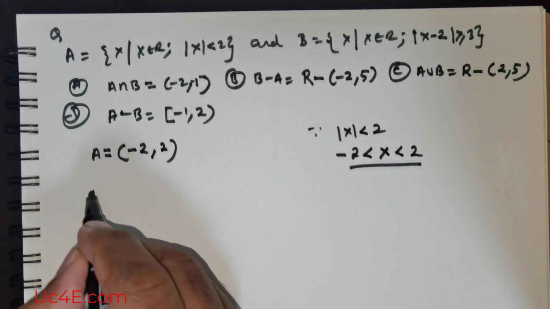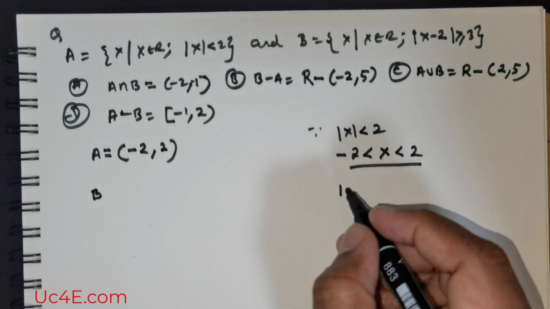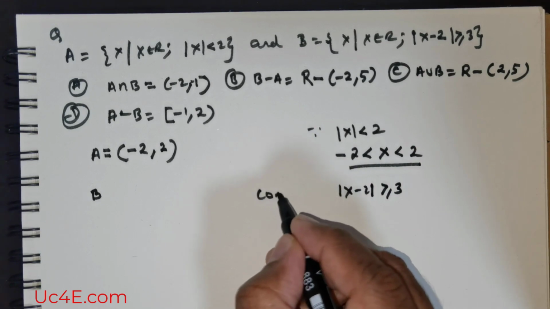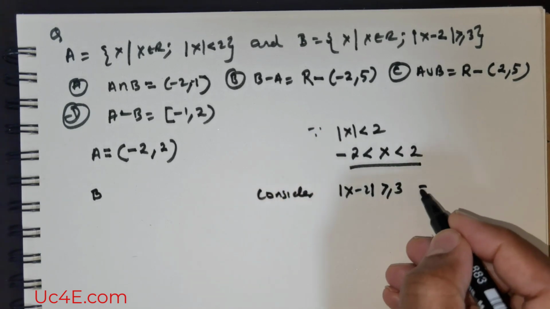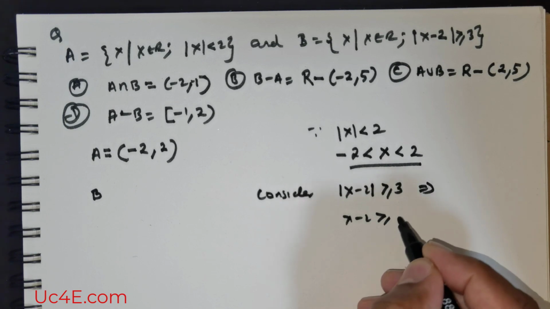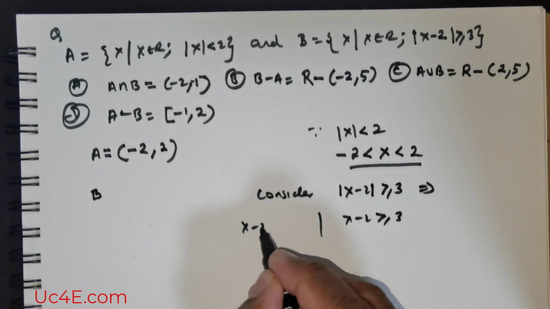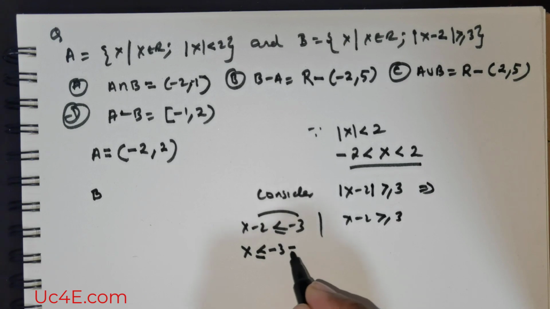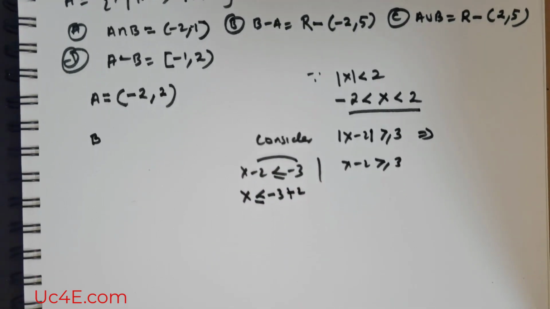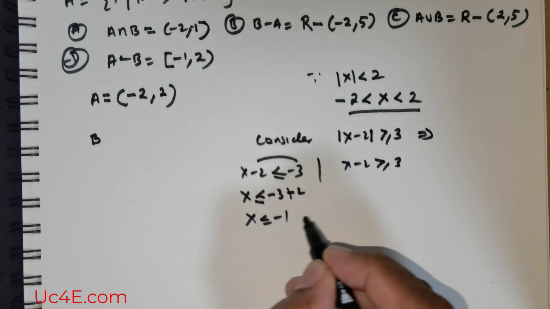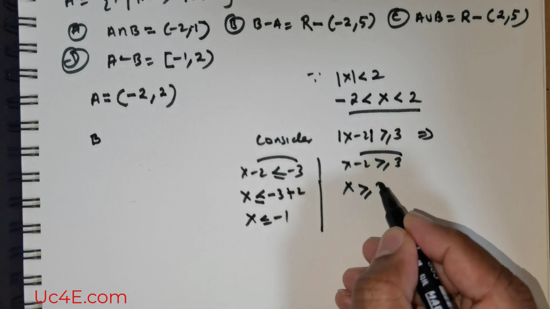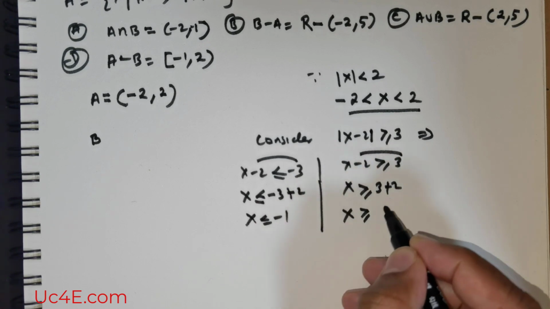Now let's go to B. You have modulus of x minus 2 is greater than or equal to 3. So let me write that down. This would mean x minus 2 is greater than or equal to 3, or x minus 2 is less than or equal to negative 3. From here you move this negative 2 to the other side. You get x less than or equal to negative 3 plus 2, so x is less than or equal to negative 1. Over here you move this negative 2 to the other side, you get x greater than or equal to 3 plus 2, so x greater than or equal to 5.